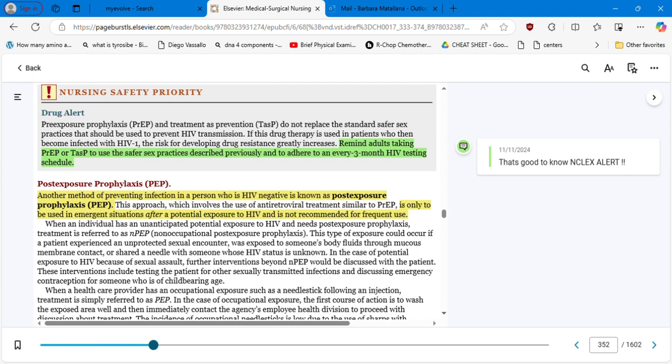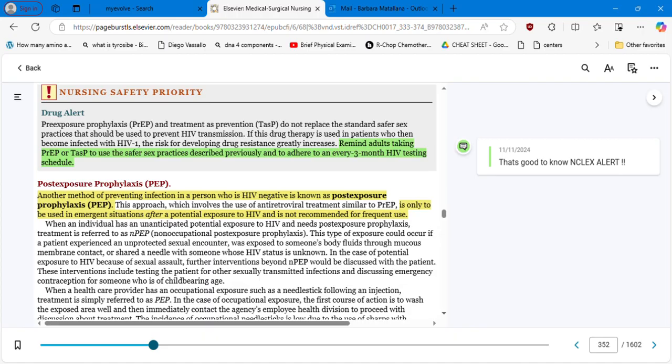NCLEX alert. Let's talk about post-exposure prophylaxis, PEP. Another method of preventing infection in a person who is HIV negative is known as post-exposure prophylaxis. This is only to be used in emergency situations after a potential exposure to HIV, and is not recommended for frequent use.